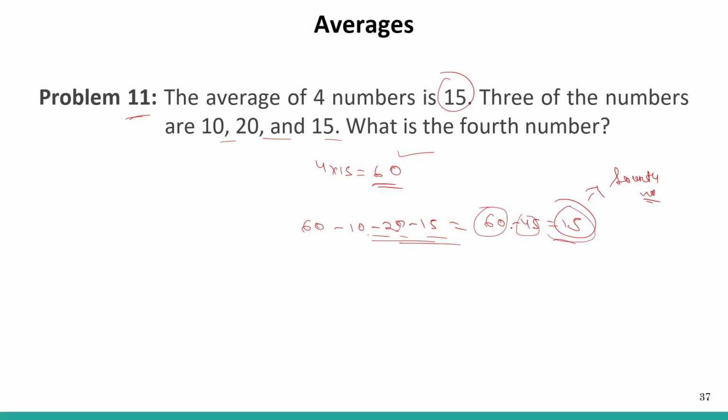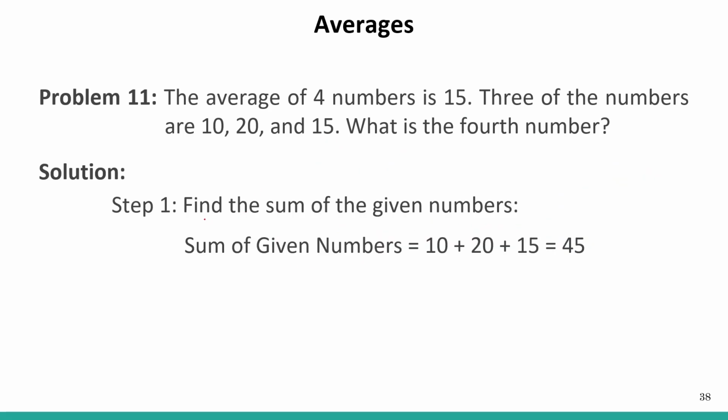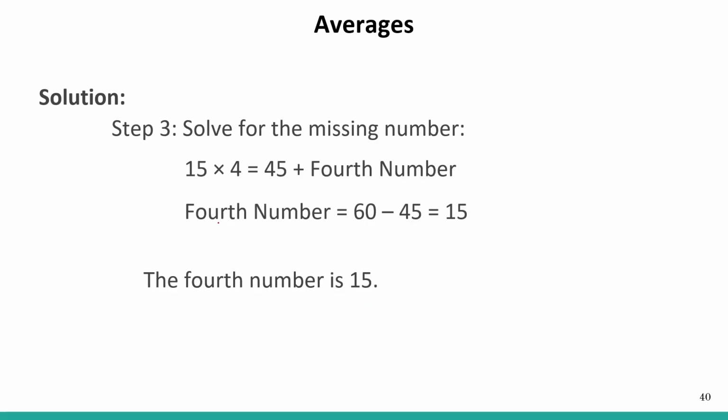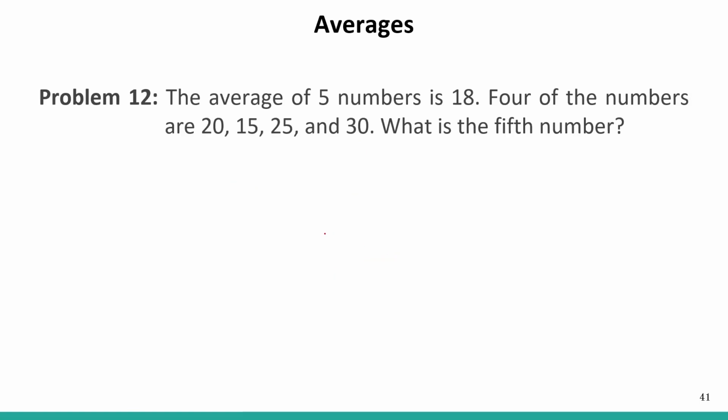So let's see step number 1. Find the sum of the given numbers, that is 10, 20, 15 is equal to 45. Then use the formula for the average to find the missing number. Sum of numbers by total number of items is equal to the average. So 15 is equal to 45 plus the fourth number by 4. Now solve for the missing number. 15 into 4 is equal to 45 plus the fourth number, that is 60 minus 45, which is equal to 15. So the fourth number is nothing but 15.